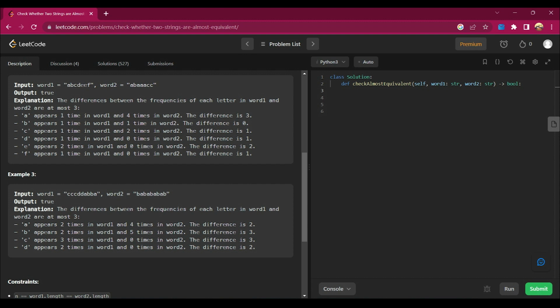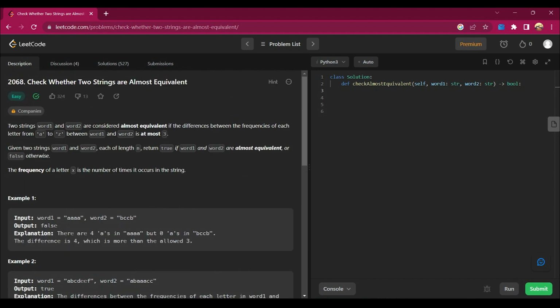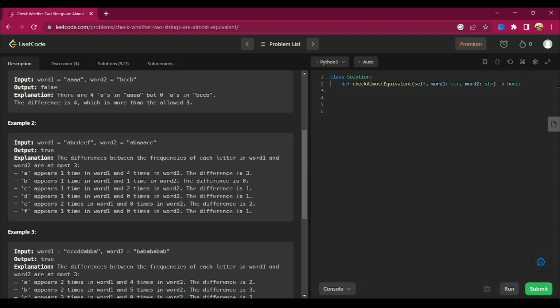Here the frequency of a is 1, and in word2 the frequency is 4. So if we check the absolute difference of their frequency, we will get 1 minus 4, so the absolute difference would be 3. And if we check b, it's 1 here and 1 here as well, so 1 minus 1 will give 0. So it's still true here.